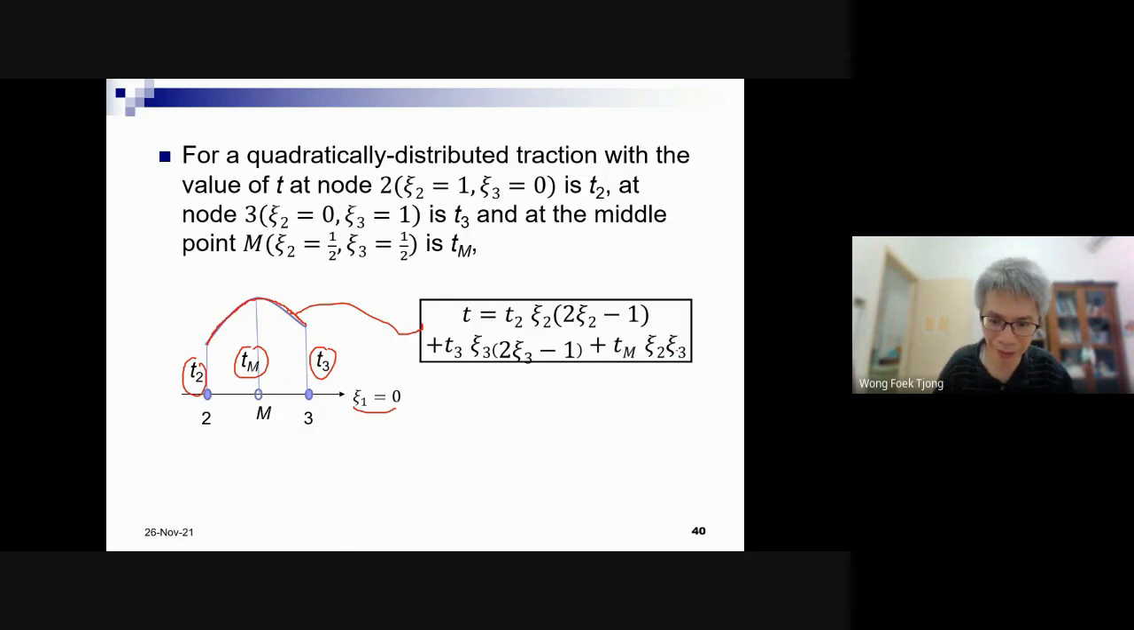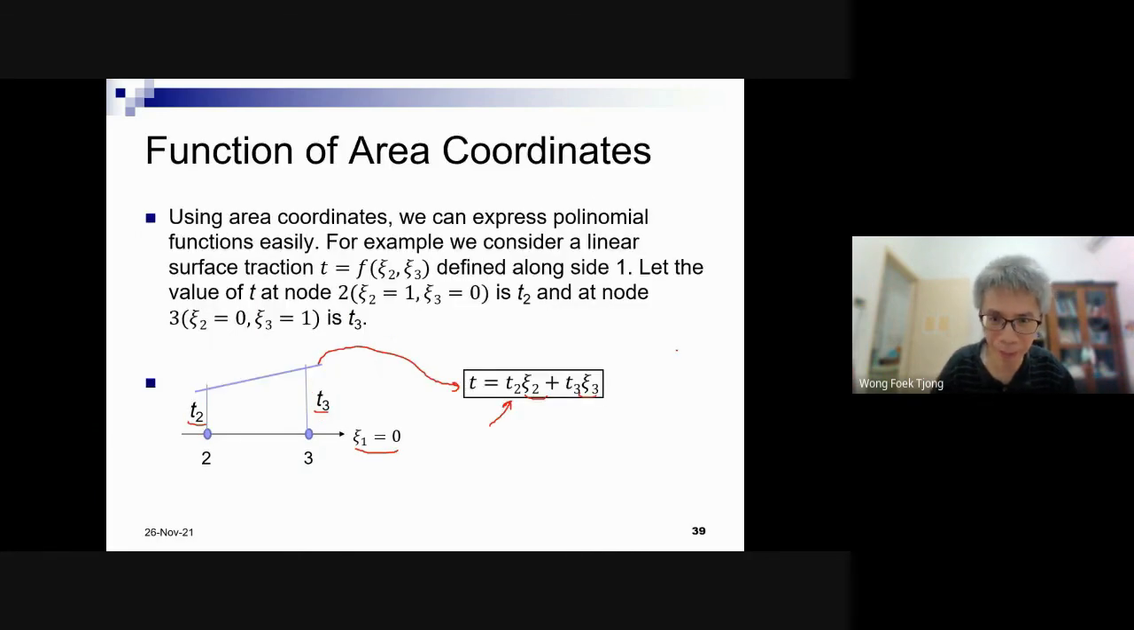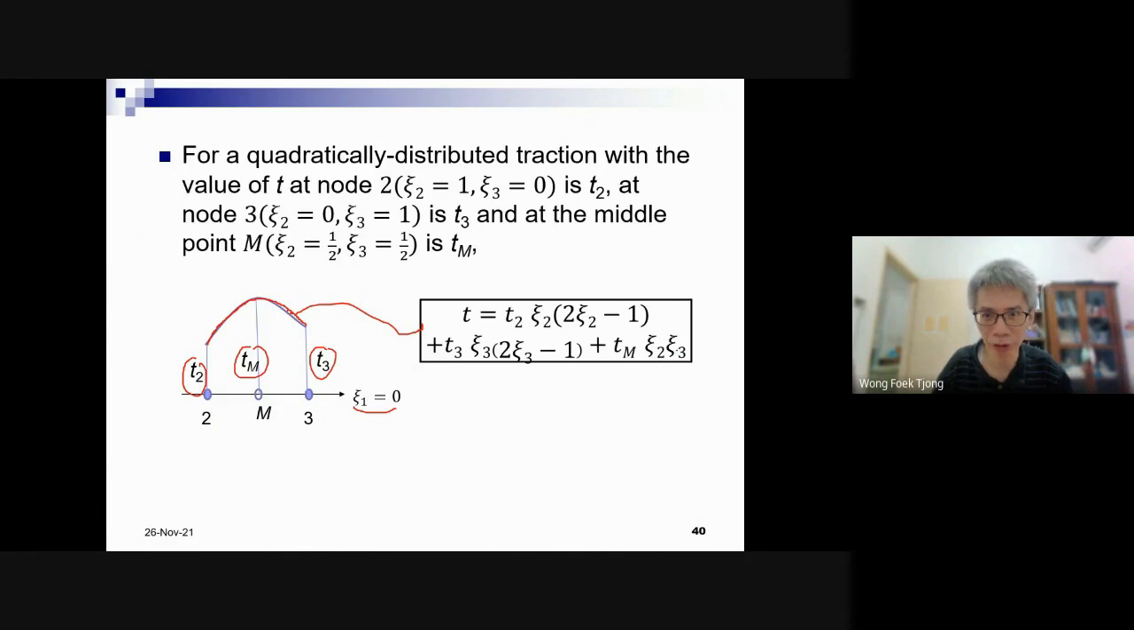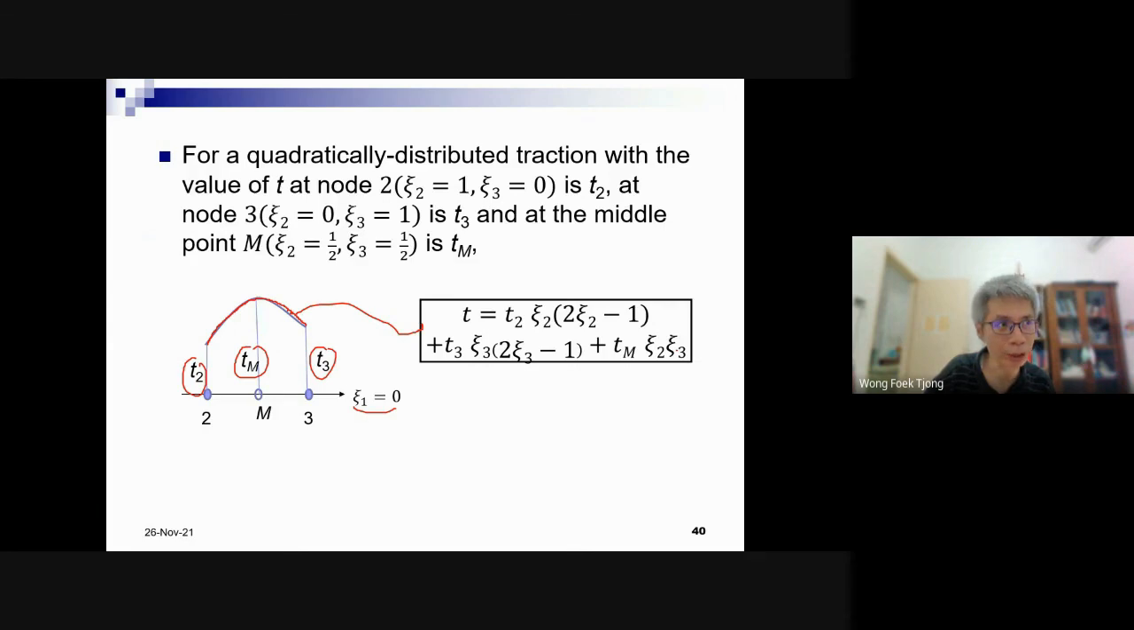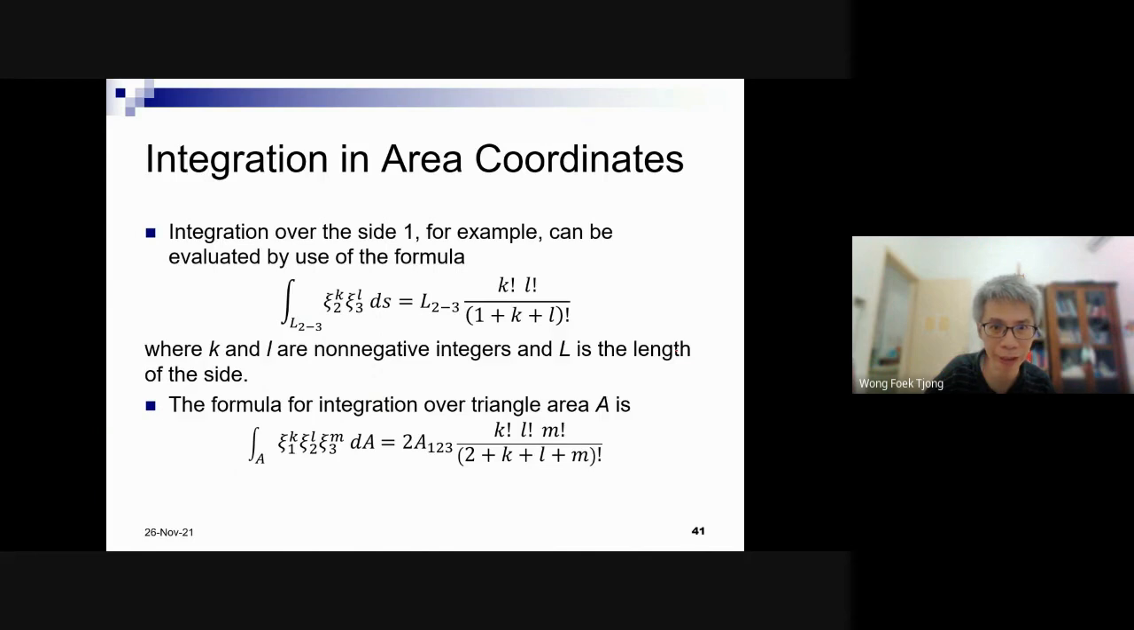Not so nice, right? This is nice, simple, easy to remember. This is maybe not so nice. This is a quadratic function. So we can express the quadratic function using this formula, okay? The traction distribution. Why do I choose the area coordinates? Because if we use area coordinates, we already have a formula to calculate the integrals.